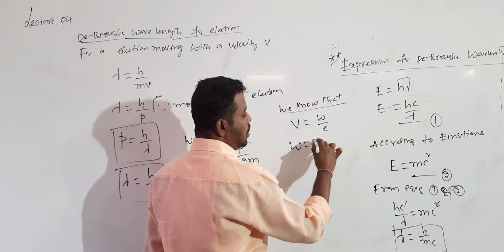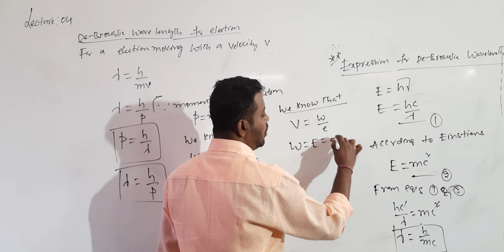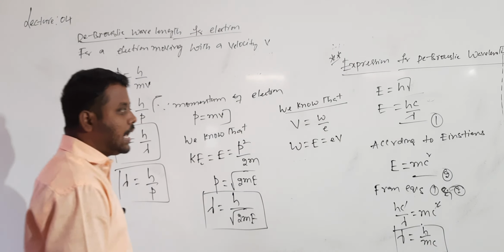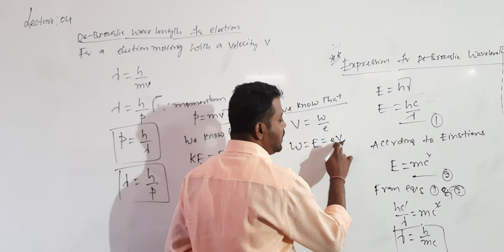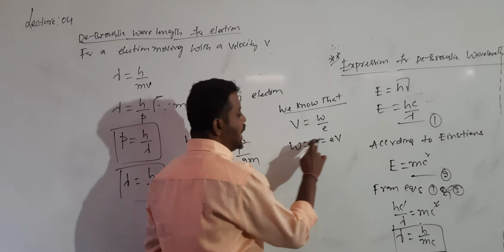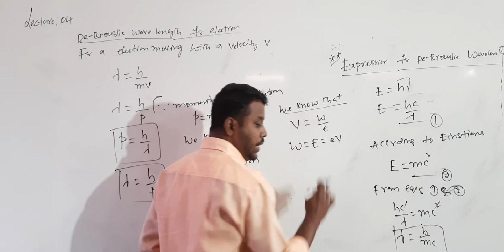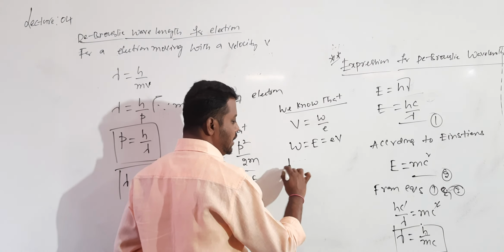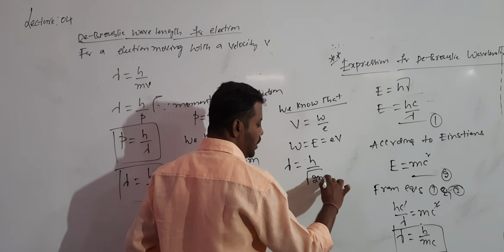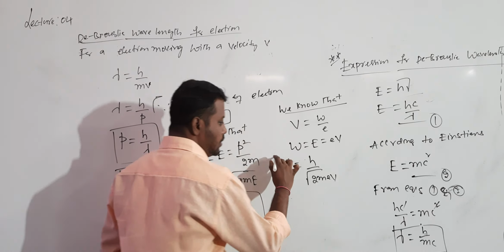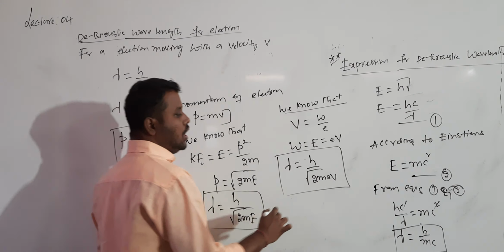Work done will be stored in the form of kinetic energy, which will be equal to eV. The kinetic energy of the electron, when an electron of charge e is accelerated by a potential V, is given by eV. So if I substitute this, the lambda value is h divided by root over 2 into m into e into V. So this is the expression for de Broglie wavelength.